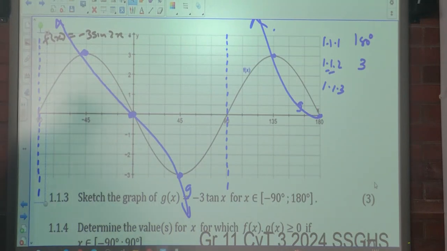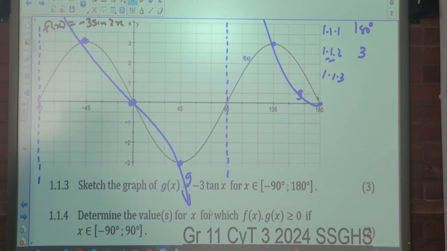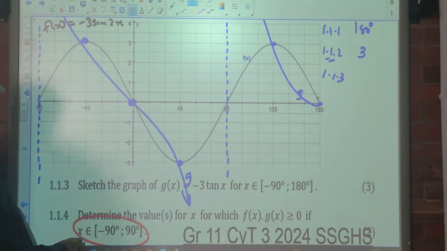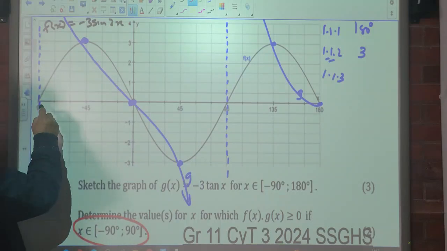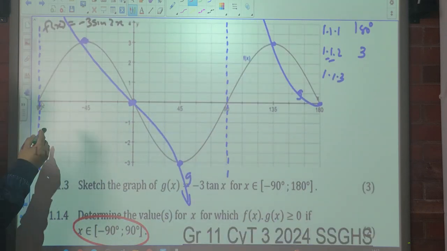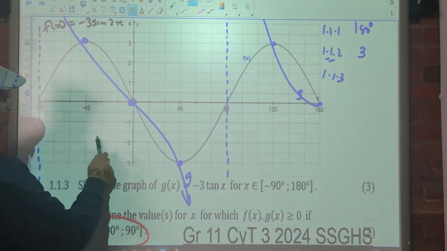Then the question says in question 1.1.4, determine the values for x for which f of x times g of x has to be greater than or equal to 0, x is greater than negative 90, but less than 90. People, this means this answer must only be within that range. They're only looking for the answer in that range. So here is negative 90 and 90 is here. So I'm just going to look from there to there. That's all I'm looking at.